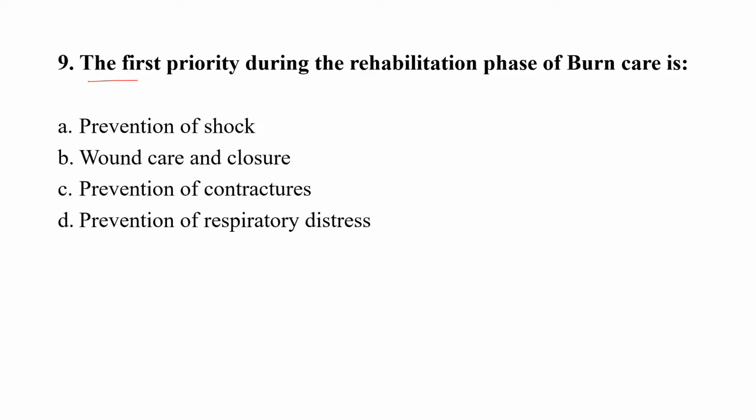Question number 9. The first priority during the rehabilitation phase of burn care is option A, prevention of shock, option B, wound care and closure, option C, prevention of contractures, option D, prevention of respiratory distress. So here we have to read the question carefully, because if we see only the first part of the question, which says the first priority, but we also have to see the second part which says in the rehabilitation phase. So we have to concentrate on this phase also. In case we concentrate only on the first part, we might choose the wrong answer.